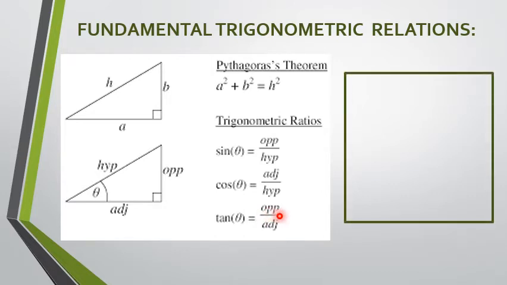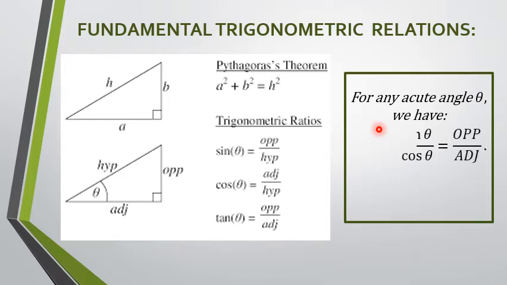Also, we're going to remember that for any acute angle, tangent theta is equal to sine theta over cosine theta, which is equal to opposite over adjacent, because if we divide sine theta by cosine theta, we cancel the hypotenuse with the hypotenuse, and what remains is opposite over adjacent.